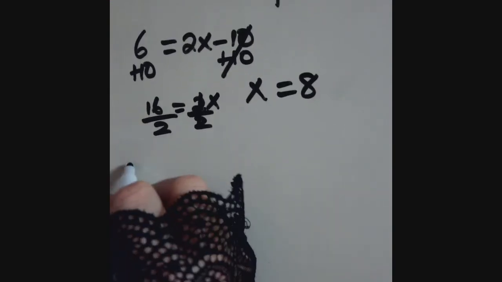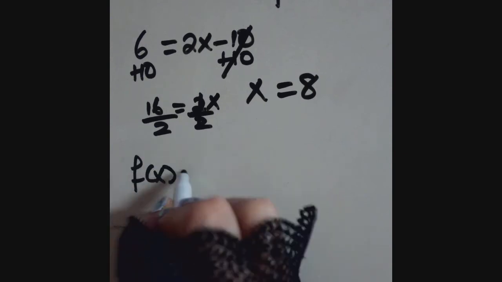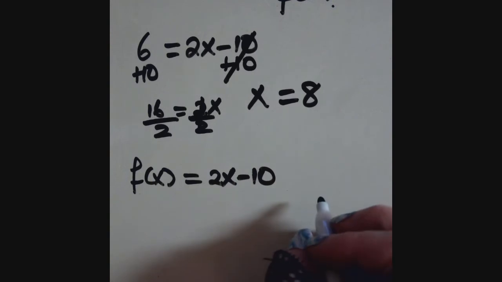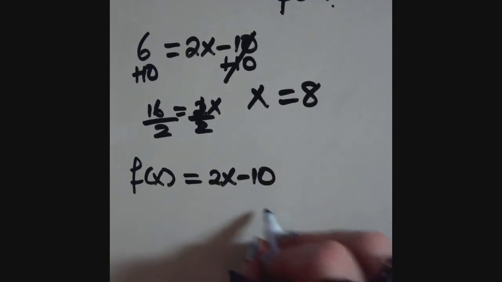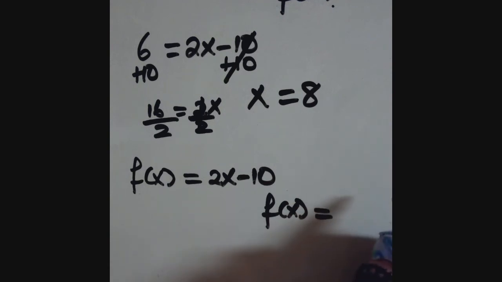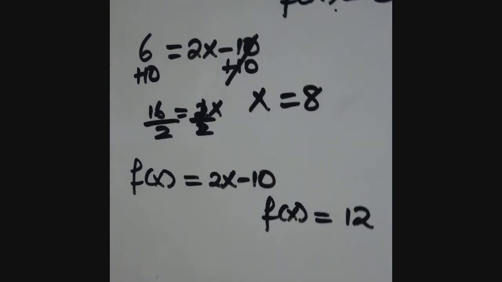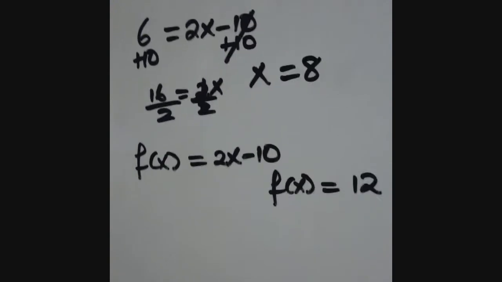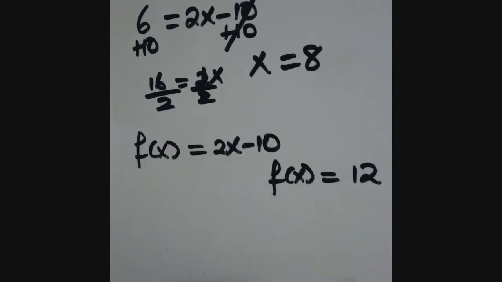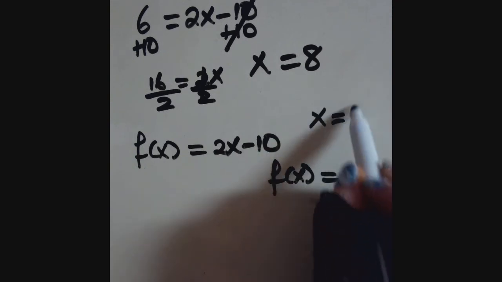Let's use the same function here. f of x, let's write it again, equals 2x minus 10. I want you to find the x value, but this time when f of x is equal to, we had 6, let's say 12. I'm just going to make that up and say f of x is equal to 12. So we are looking for x.